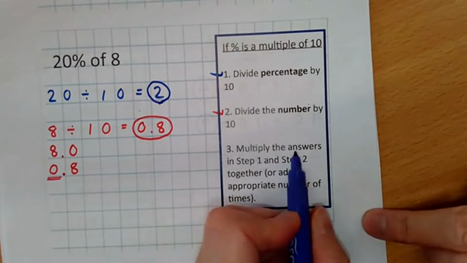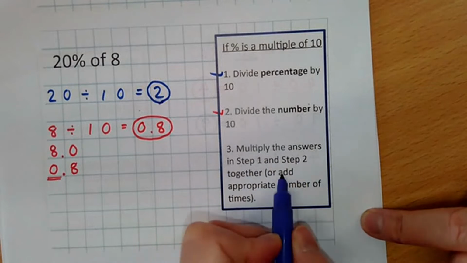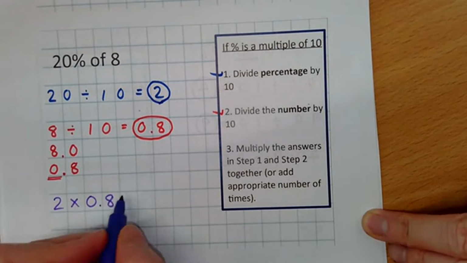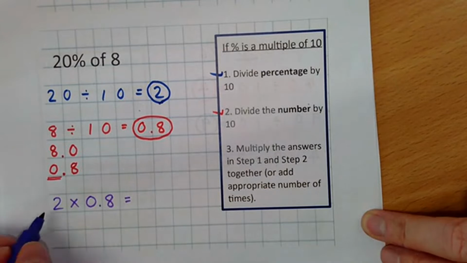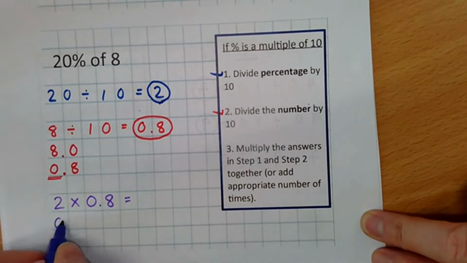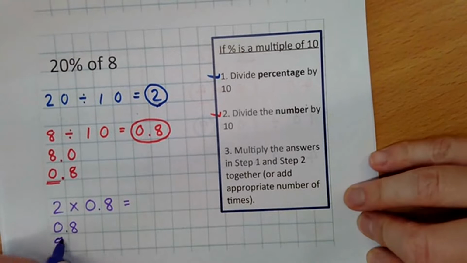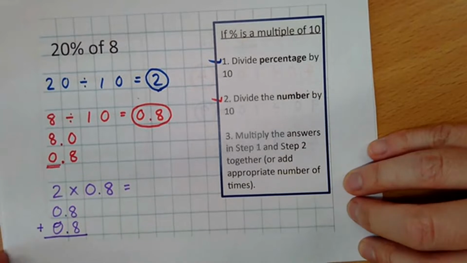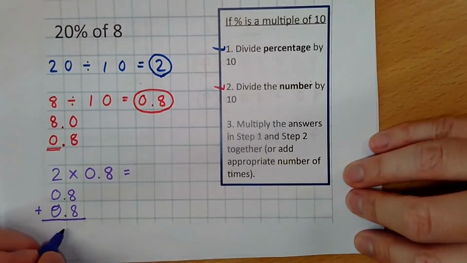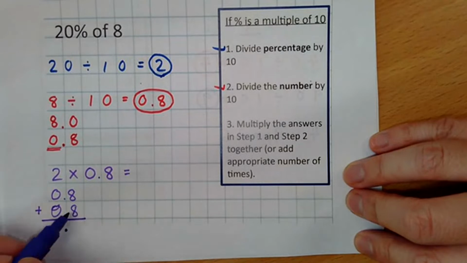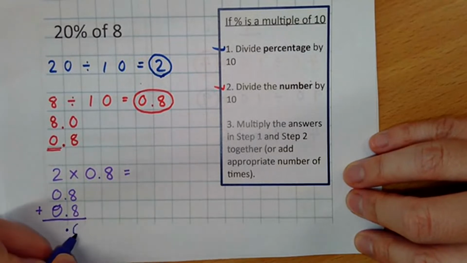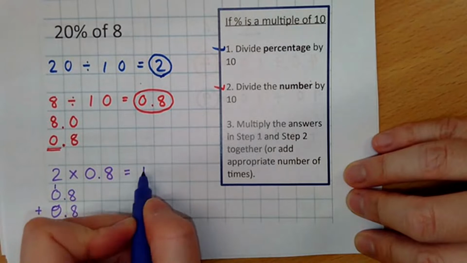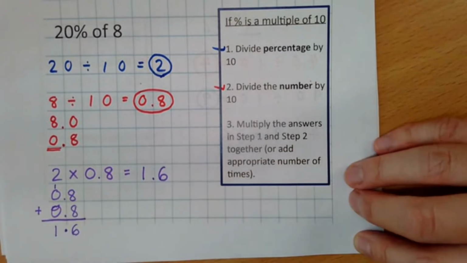Okay, now I'm going to multiply the answers in step 1 and step 2 together. So 2 times 0.8. Now this is a little bit tricky, but I'm going to add 0.8 and 0.8 together, because multiplying a decimal is a little bit tricky. So remember to place your decimal here. 8 plus 8 equals 16. Good. Regroup the 1. 1 plus 0 equals 1. So my answer is 1.6. Great.